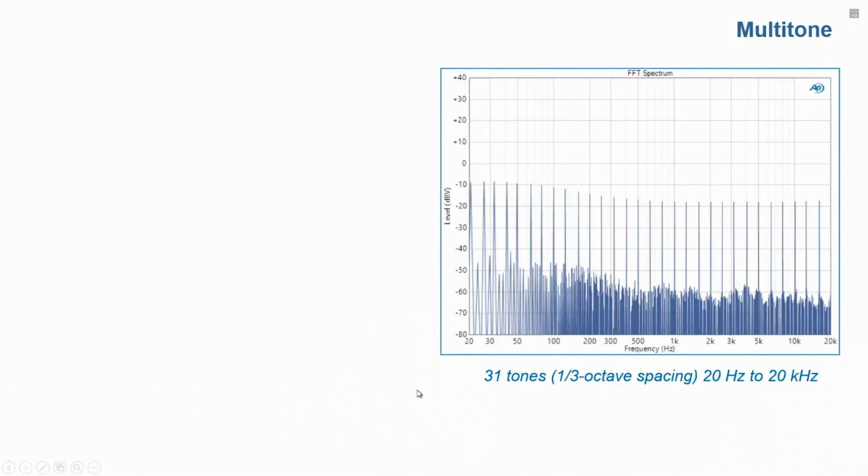Now, one of these is called a multitone analysis, and this uses a special signal called a multitone. And this signal has many, many sine waves combined together. So this is the FFT spectrum of such a signal. And as you can see, we have pure tones spaced logarithmically throughout the spectrum. And once you acquire it, the system does an FFT analysis and grabs the level of each of the peaks and then creates a frequency response graph. So this signal has 31 tones with 1/3 octave spacing from 20 hertz to 20 kilohertz.